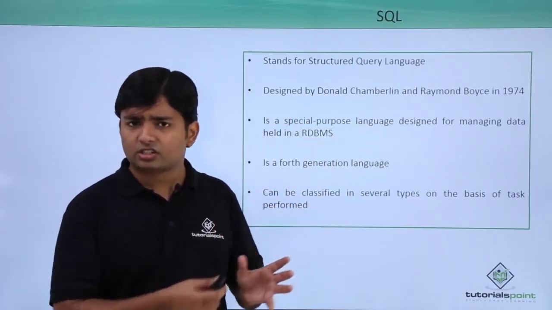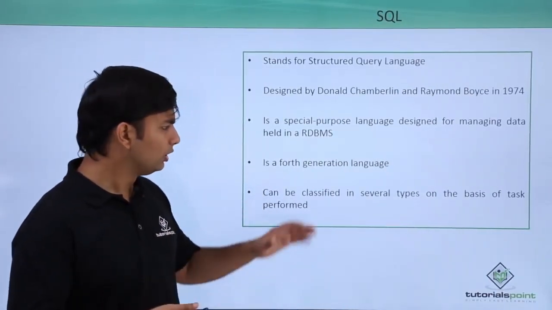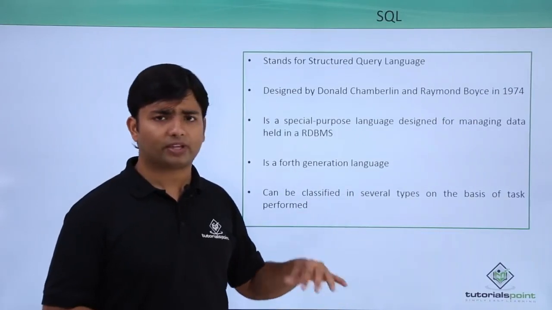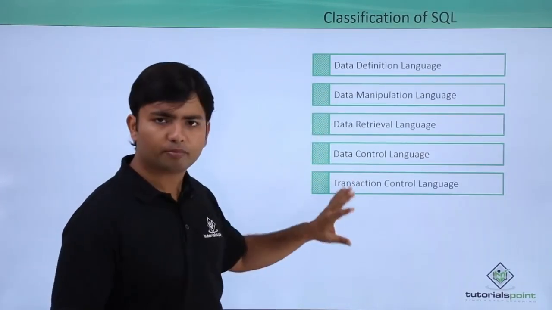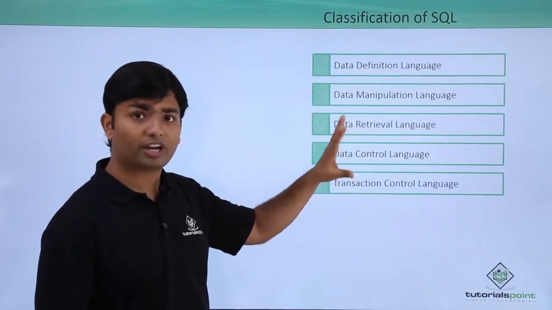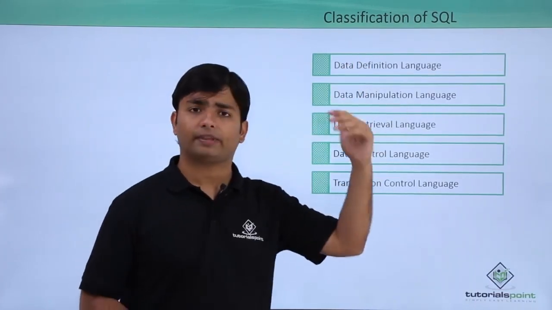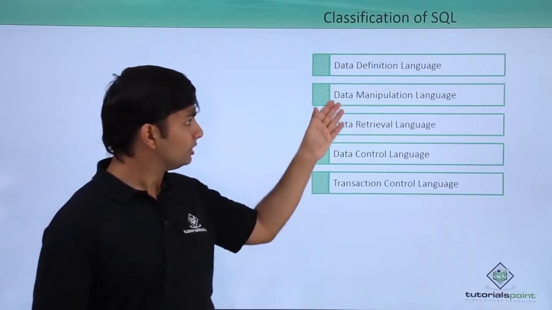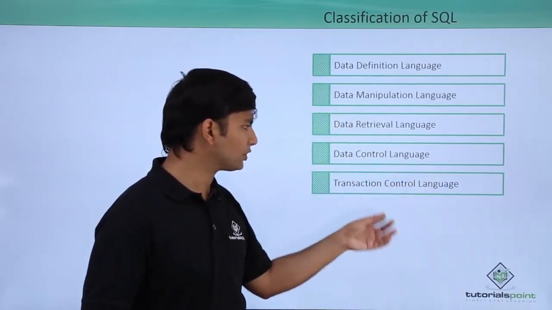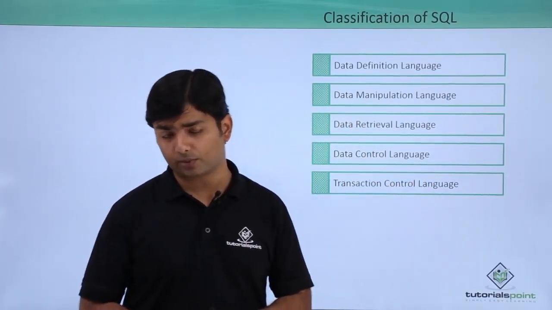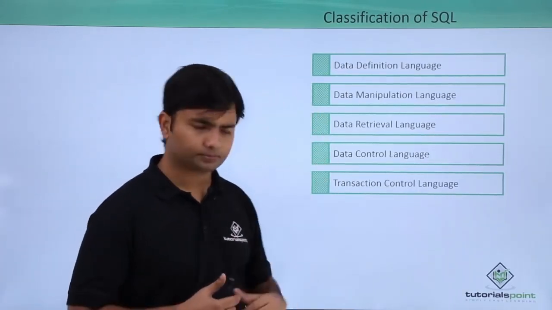As I just listed many of the tasks that we can do using SQL, we can categorize them as per their commands. So here we have the 5 major classifications of SQL: DDL, that is Data Definition Language, Data Manipulation Language, Data Retrieval Language, Data Control Language, and Transaction Control Language. So let's have a basic idea of each.